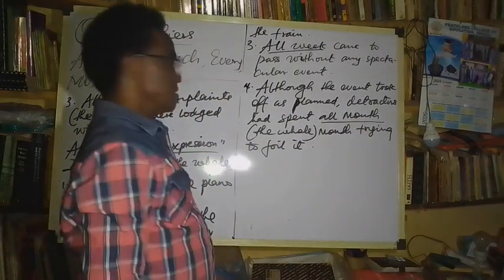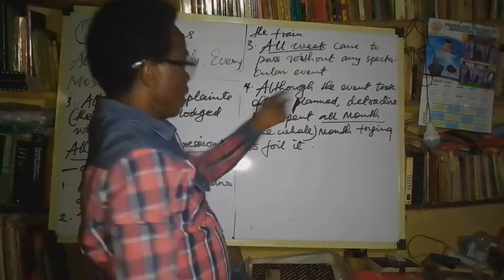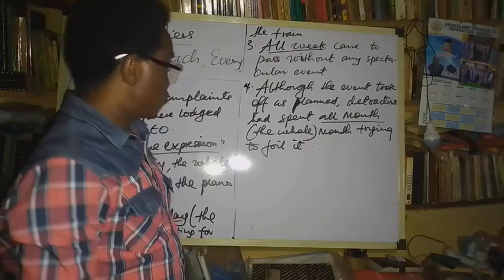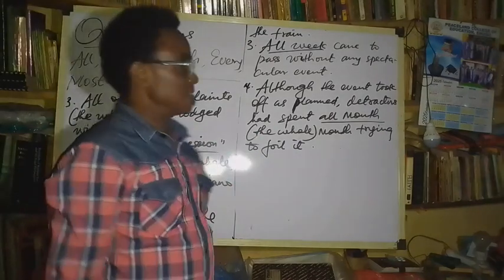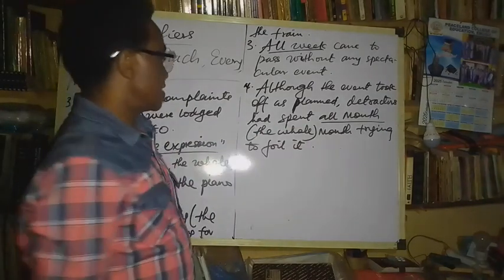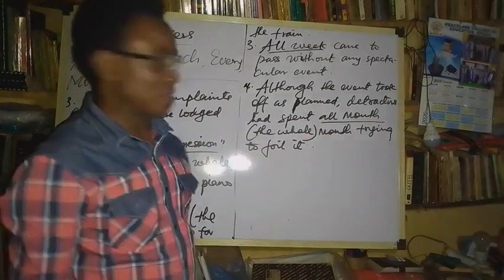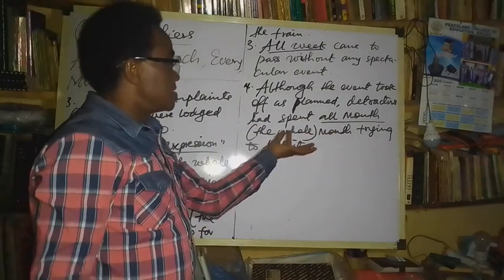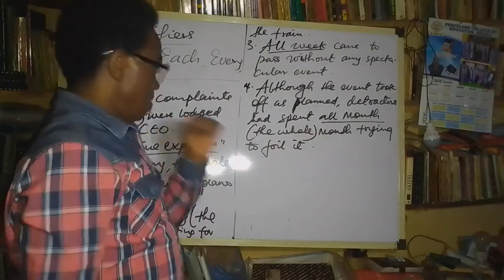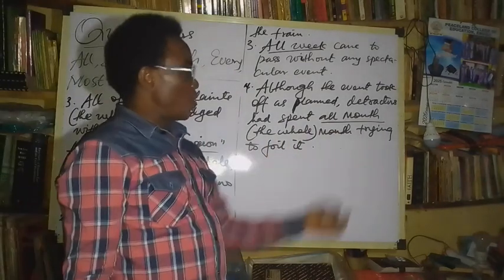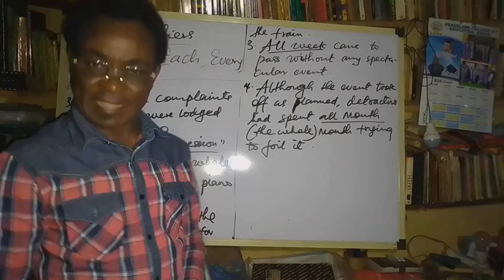It says in number 4, although the event took off as planned, detractors had spent all month, or we could say had spent the whole month, trying to foil it.